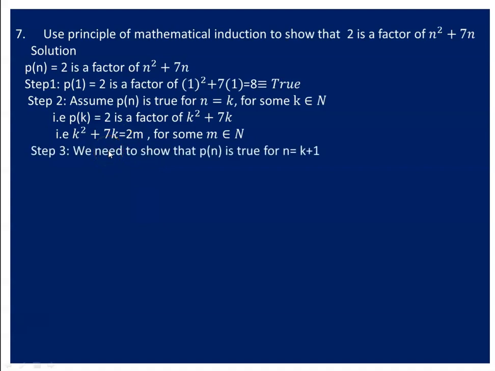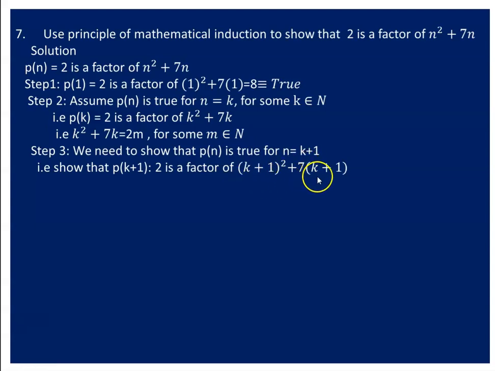Now coming to step 3, we need to show that this statement P of n is true for the next natural number k plus 1. For that, we directly substitute k plus 1 in place of n. Guys, look, just put k plus 1 in place of n, and it turns out to be 2 is a factor of (k plus 1) the whole squared, plus 7 into (k plus 1). You can see that over here. We need to show that this is true.